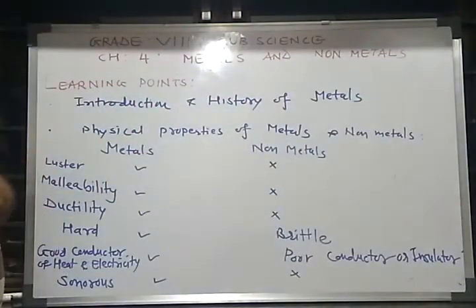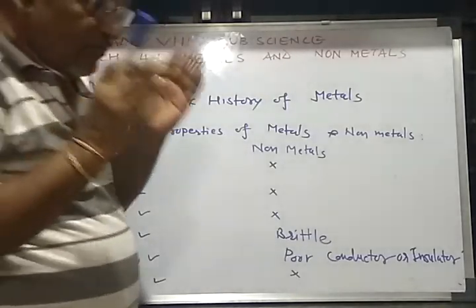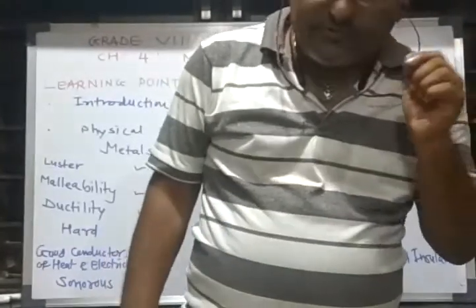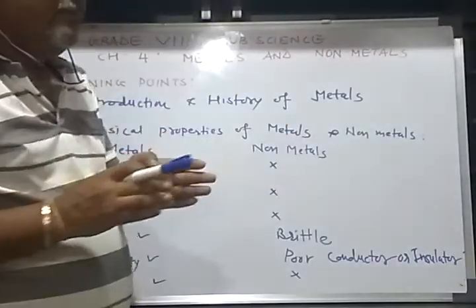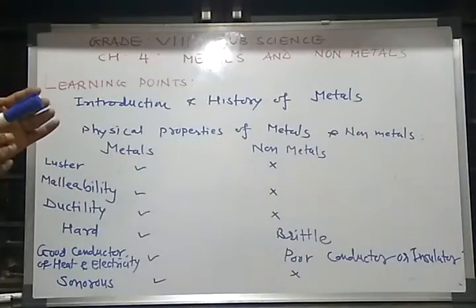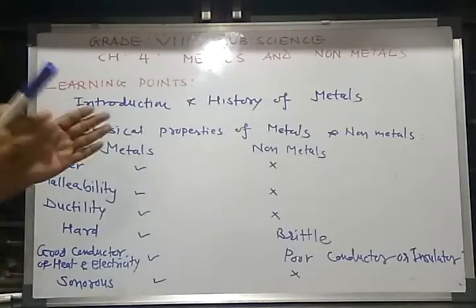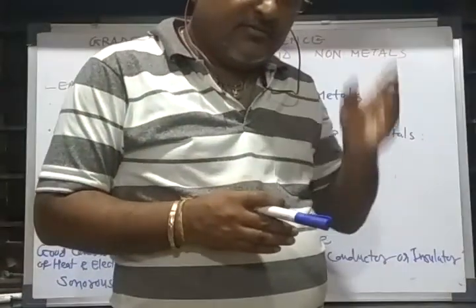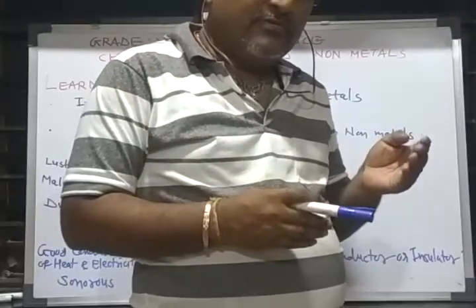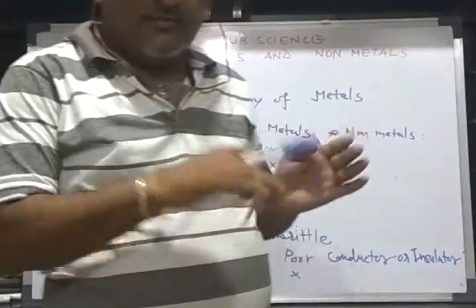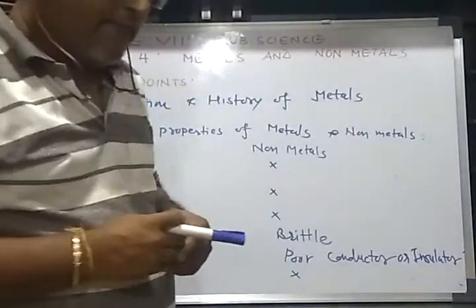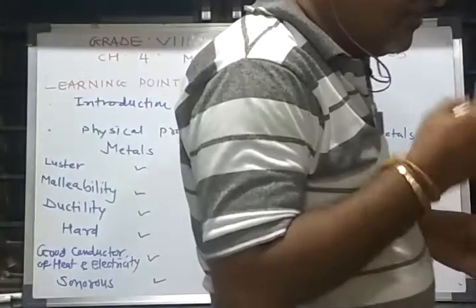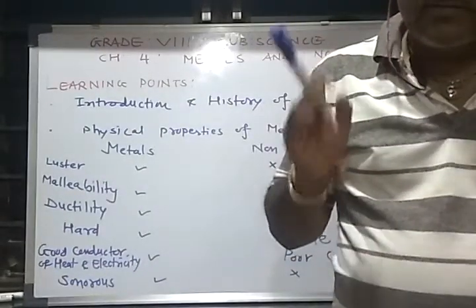From ancient times, people first used stone in the Stone Age. They used stone for preparing weapons and household things. After that, they thought and started to make weapons and household things from wood. After that, they found something hard.